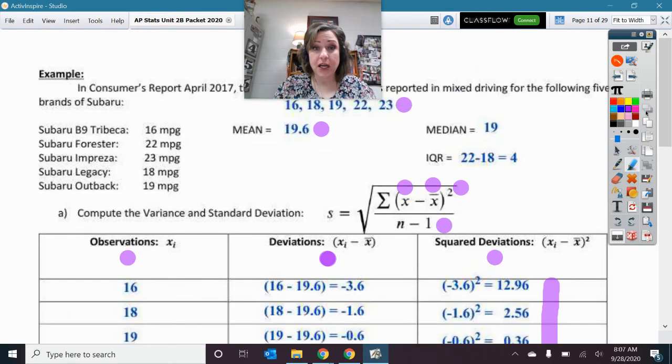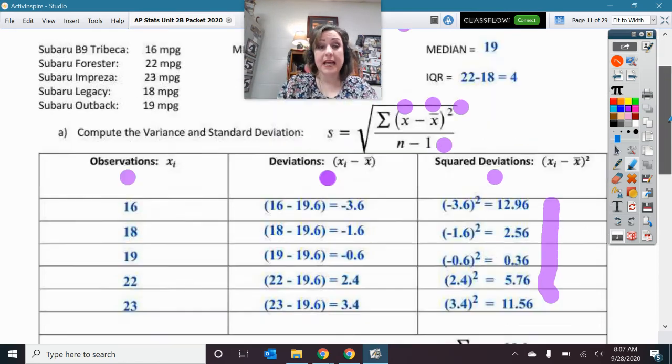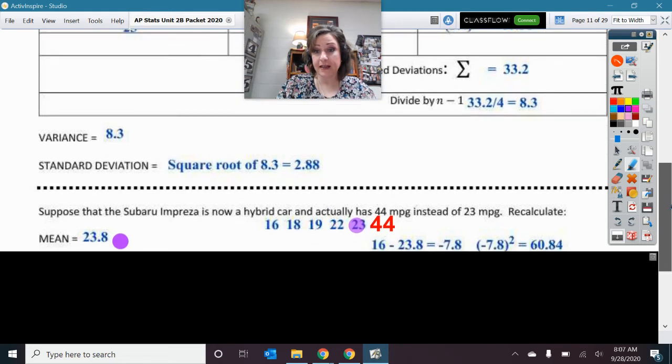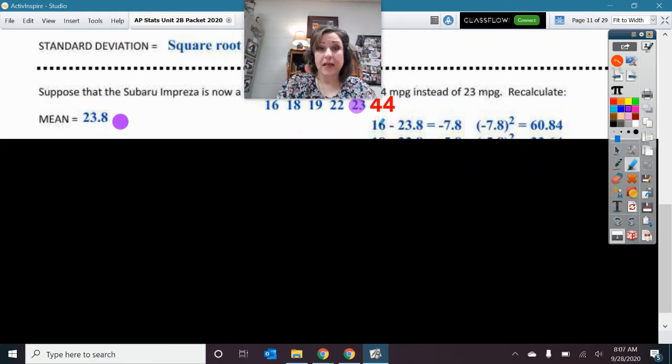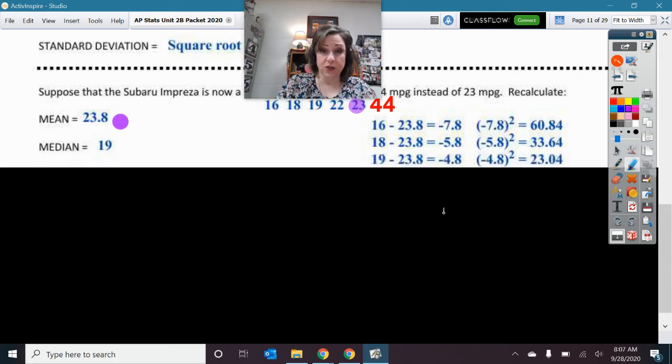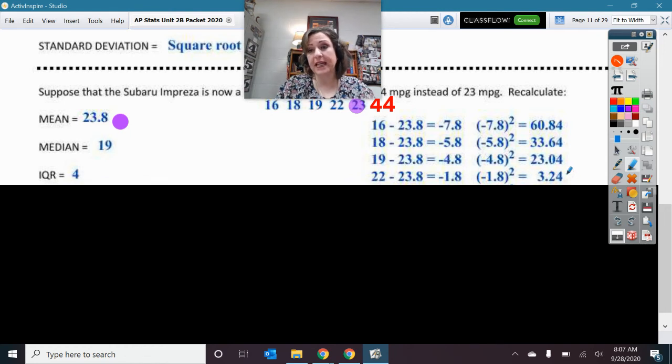Previously, the mean was 19.6. So, of course, having that higher outlier, notice what it did? It brought the mean way up. The overall average went way up. Then I find the individual distance from the mean and square it, for each value.